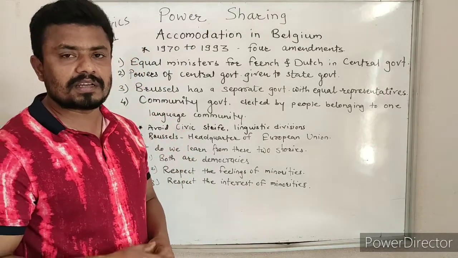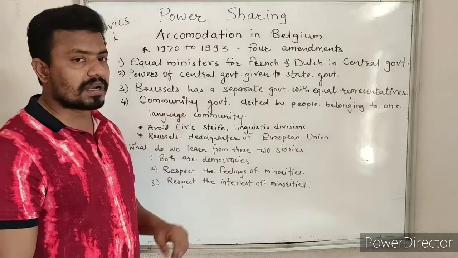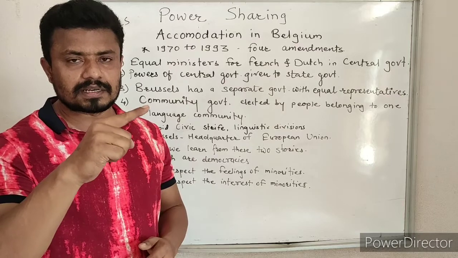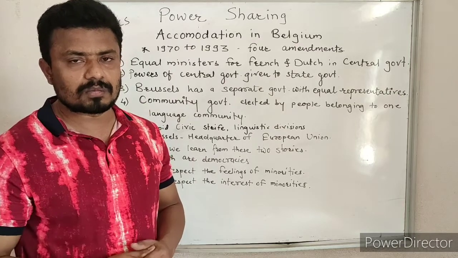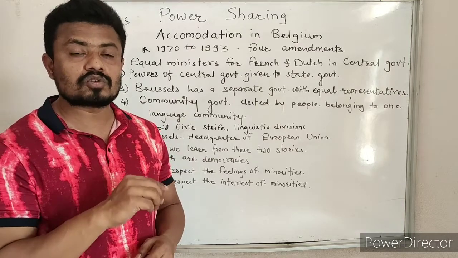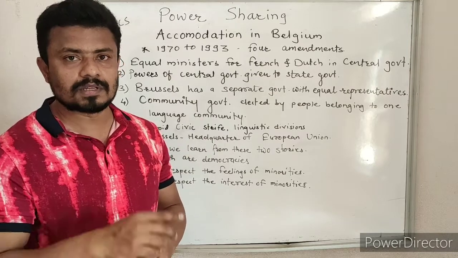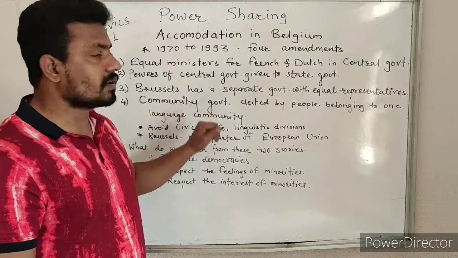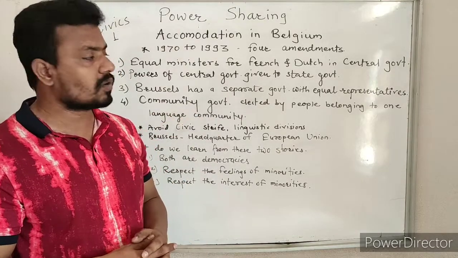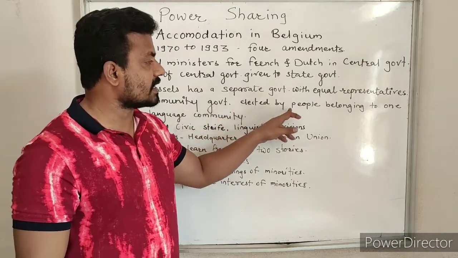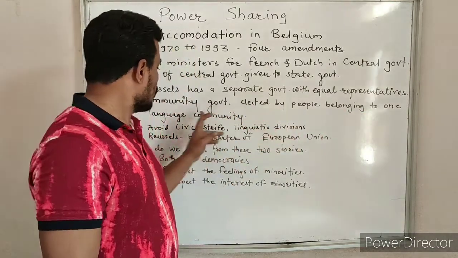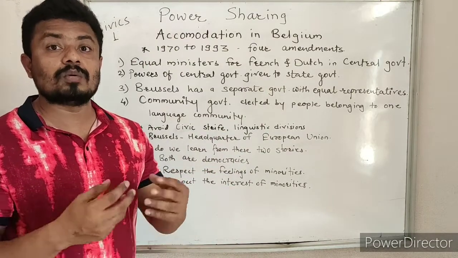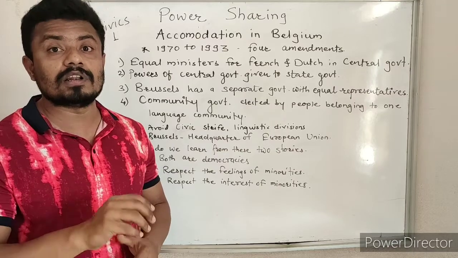Now the fourth amendment in their constitution is community government. In India we know that there are 3 levels: central government, state government and local government. In that same way, they also have 3 levels of government in Belgium: central government, state government, and the third level is community government. So what is the specialty of community government? This community government is elected by people belonging to one language community. This government is created to give equal representation at the third level also.